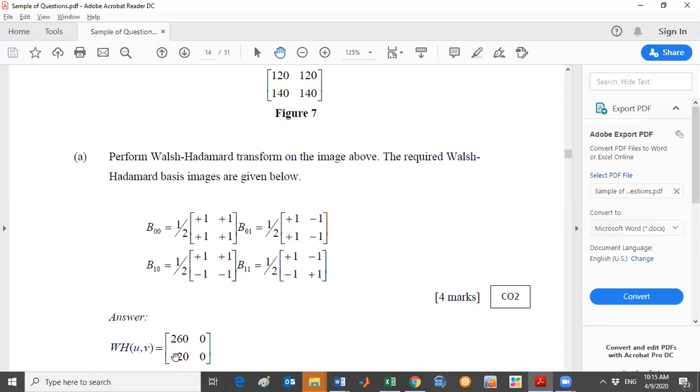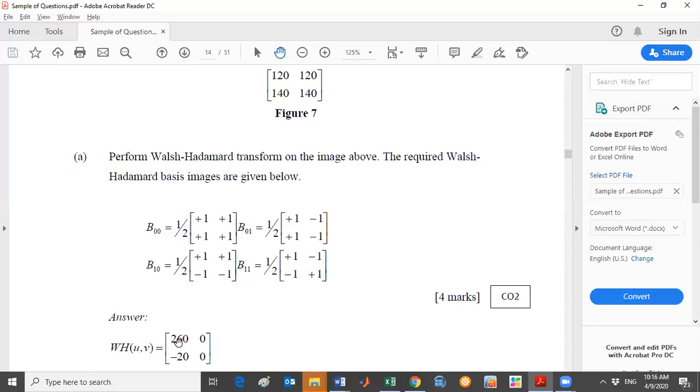Okay, why we get -20 here? Because we take the image and we dot with B10. So you take 120 multiply with 1 and 140 multiply with -1. So practically you're taking 120 minus 140. So you get -20. And same goes with this column. Multiply with 1, multiply with -1. So you are taking 120 minus 140. So you get -20. So -20, -20, -40, divide by 2. Don't forget this. So you get -20. Are you following?